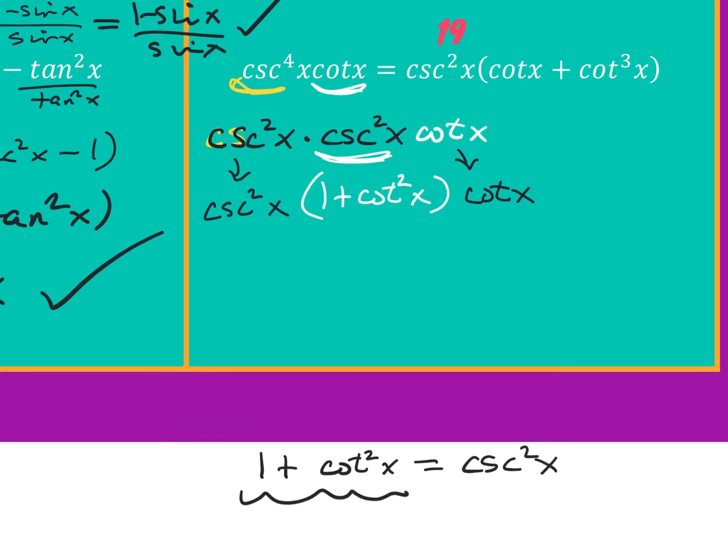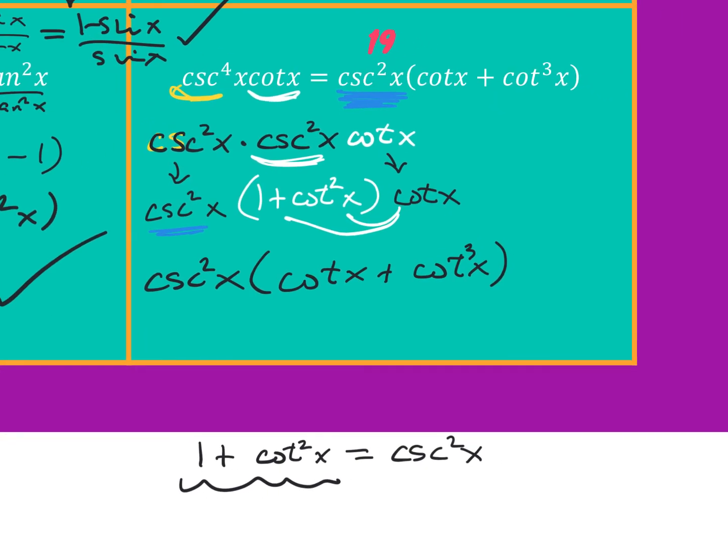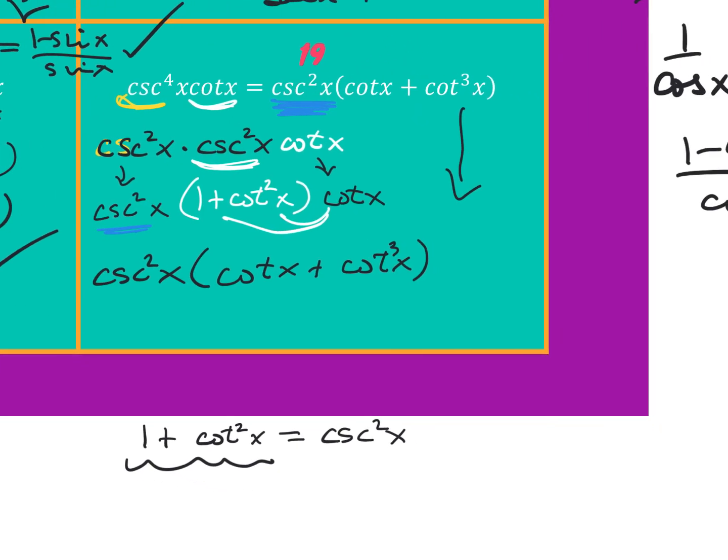Now if you look at what you're trying to get it to, notice over here I've got a cosecant squared x, and that's what I have here. So now all I need to do is get the parentheses to look the same, distribute this cotangent x in here. So the cosecant squared x stays, distribute the cotangent, and now it looks the same. Bring that down. Equals cosecant squared x times cotangent x plus cotangent cubed x. And it checks.